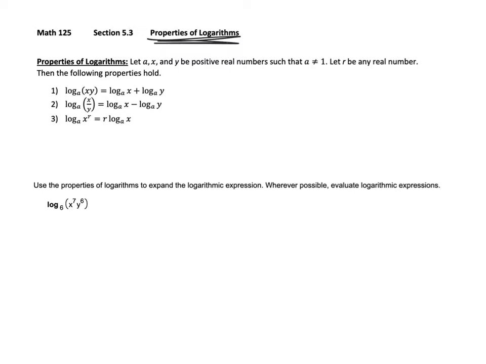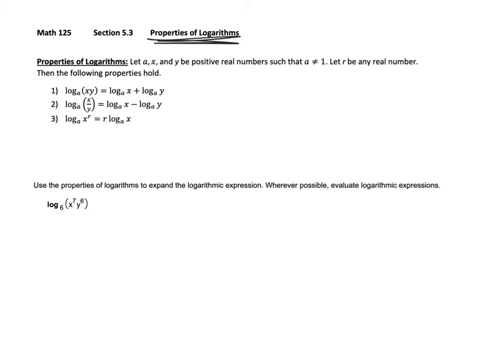If you notice, the first one, if you have the log of two things being multiplied, you can split it up into two separate logs. You would think that they would both be multiplying, but it's not. If the two terms have been multiplied, when you split them into two individual logs, you add between the two. The second one, the two terms are being divided, so you subtract between the two.